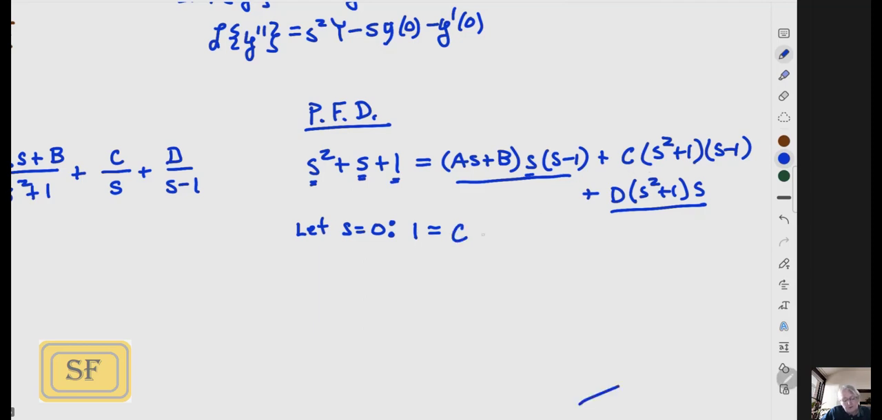That worked out really good. So let's try it again. This time we're going to cancel out the s minus 1 by letting s equal 1.